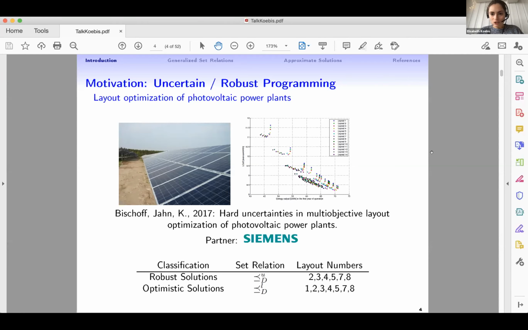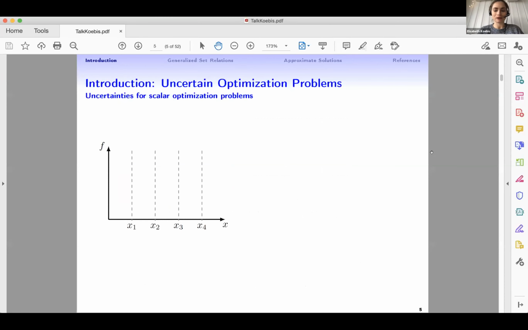Here we had actually 14 different layouts of photovoltaic power plants that we considered. And we were able to classify robust solutions. That means kind of optimal allocations of these power plants that were working well in the worst case scenario. And we were also able to consider optimistic solutions, and this means layouts that work well even if the best case scenario happens.